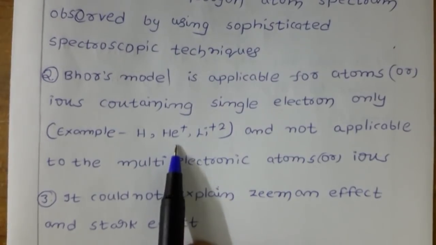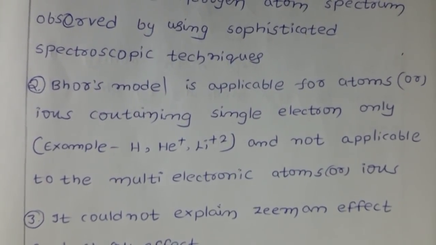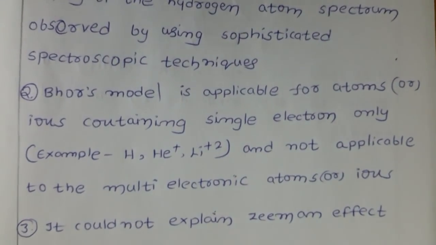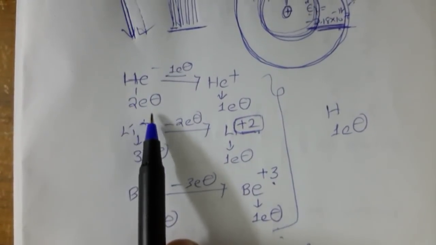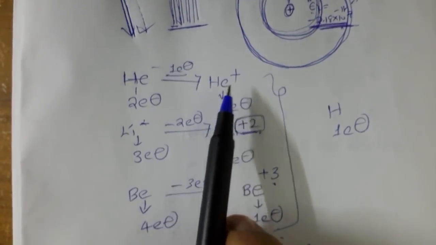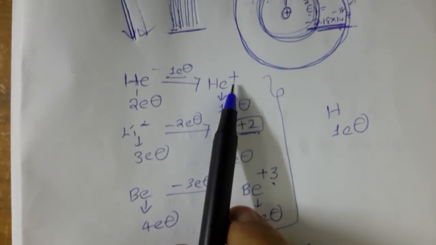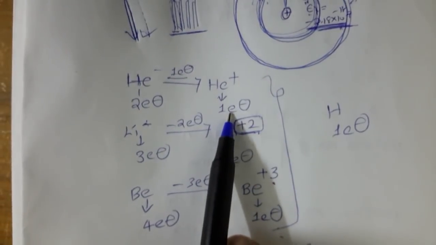So it loses one electron, meaning it has only one electron left. In the previous video we discussed this. For example, helium has 2 electrons, but if it loses one electron, we write He+. This plus indicates that it loses one electron. So how many electrons are left now?